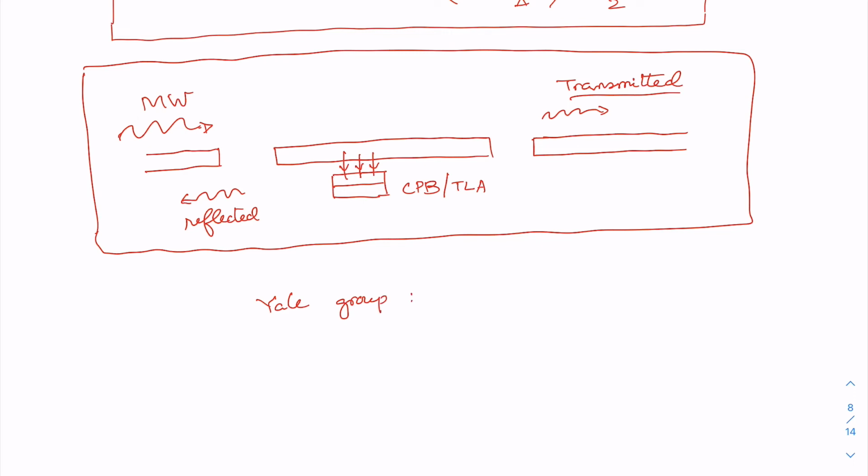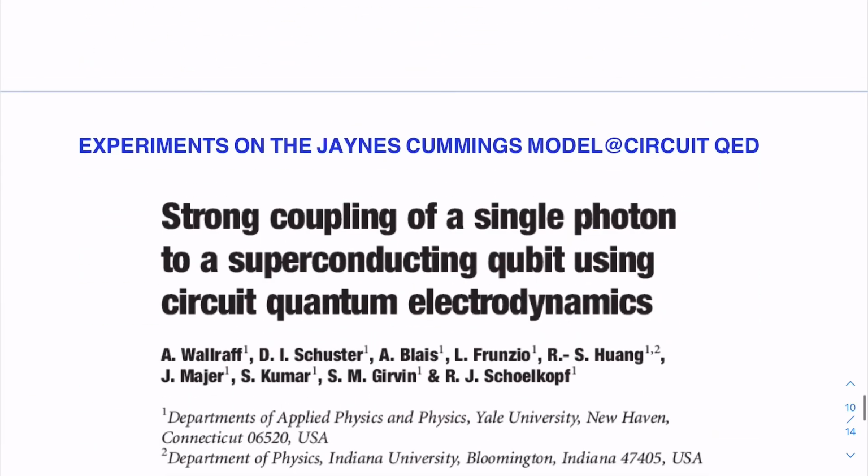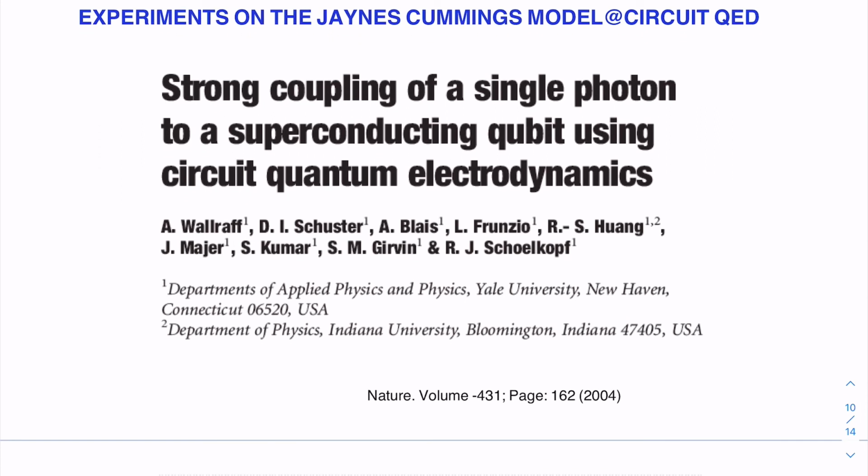In fact, this scheme was experimentally realized in the laboratory by a Yale group long back in 2004, and it is considered to be a landmark experiment in the area. It was published in the journal Nature. The title of the article was: strong coupling of a single photon to a superconducting qubit using circuit quantum electrodynamics. It was the Yale group, and one person was also associated with Indiana University. Primarily it was done at Yale.